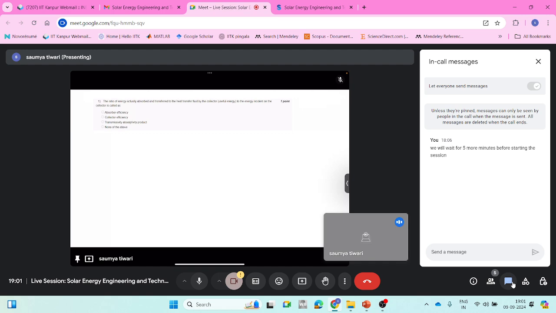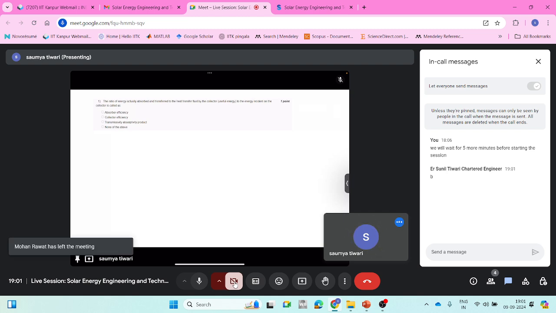What has been asked is: the ratio of energy actually absorbed and transferred to the heat transfer fluid by the collector, the useful energy, to the energy incident on the collector is called. Okay, we've got one answer. So, option B.